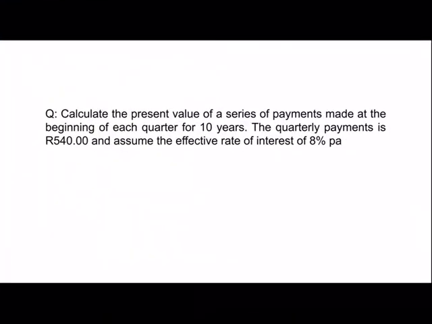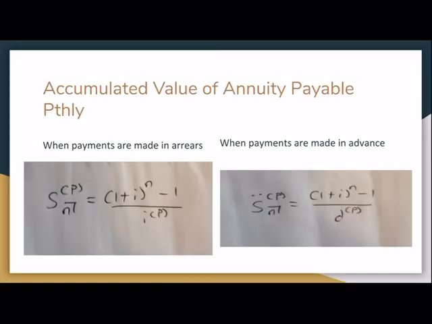So we're going to move on to the next thing. Let's look at the accumulated value. Remember, when you use the accumulated value, you can just accumulate this to the end of the period. So these are the formulas. The one on your left is the accumulated value of a payment which is made in arrears, and the one on the right is the accumulated value of a payment which is made in advance.